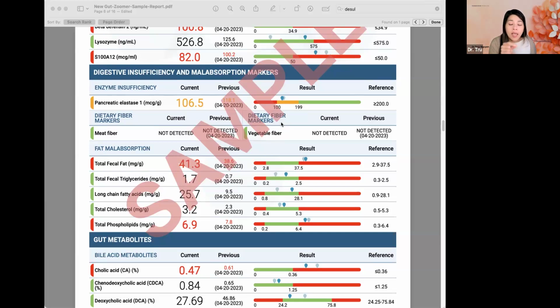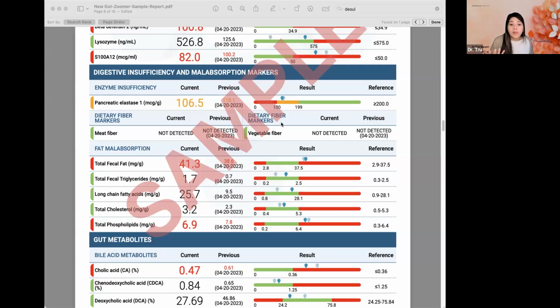Now, a measure of elastase can tell you how well you're producing amylase and lipase as well. So if elastase is low, you can extrapolate that data to say that your amylase and your lipase are also low. Those are the two enzymes that the pancreas produces to help you digest starch, carbs.